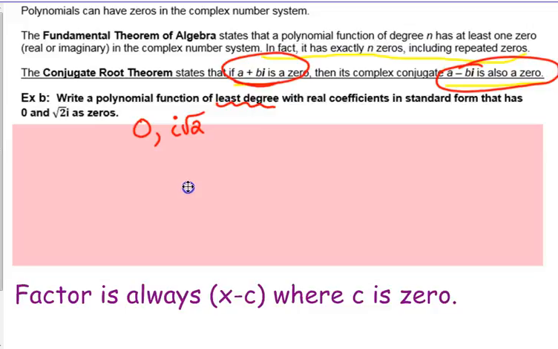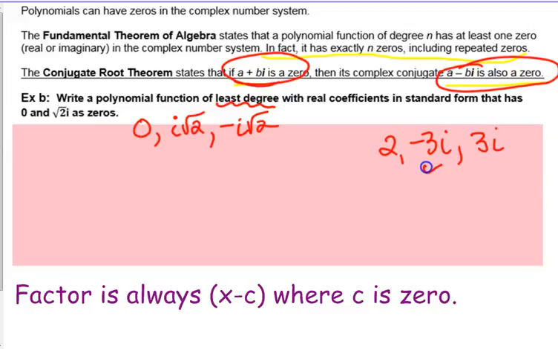The conjugate of that has to be a 0. That one's really a weird one, but what would the conjugate of 0 plus i square roots of 2 be? Be negative i square roots of 2, okay? I don't really like this example, except that it's easier than the ones we're going to do after this, okay? If it had said 2 is a 0 and negative 3i is a 0, you would have said positive 3i also had to be a 0.